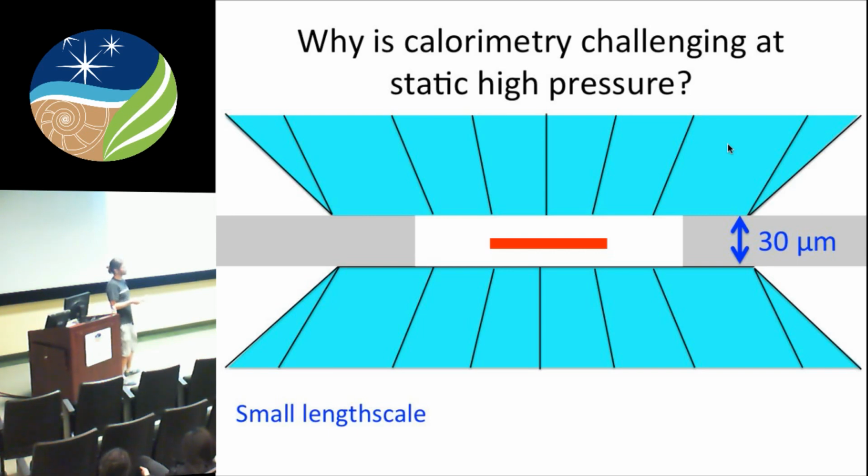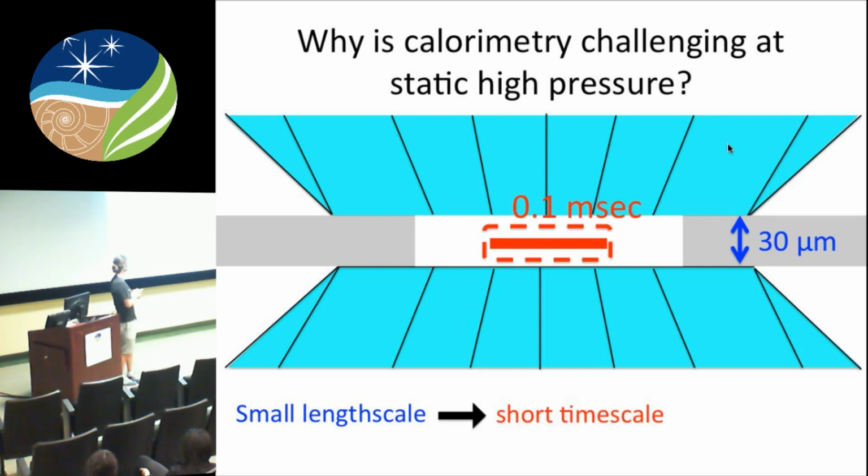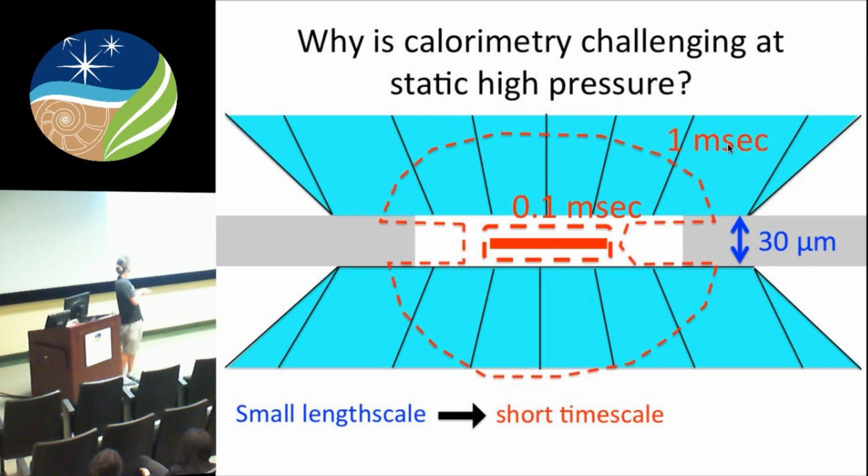The small length scale then requires a big problem for calorimetry measurements. Because remember, calorimetry is heat in, temperature out. The problem is the heat diffuses quickly at short length scales. So here is shown schematically that in 0.1 milliseconds, the heat would diffuse most of the way to the diamonds. In 1 millisecond, it would get into the diamonds and then get diffused away, because diamond's a great heat sink.